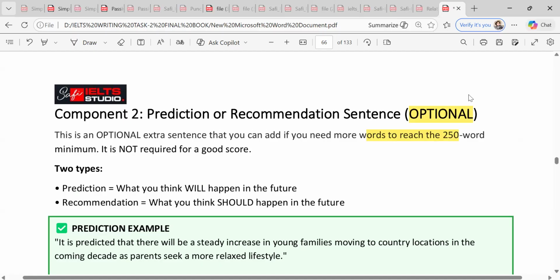So in that case, you can present either a prediction or a recommendation statement. But this is optional. If you believe that you have already completed your word limit, 250 or 260 or 270, then there is no need to write a prediction or recommendation. It is not required for a good score. But to complete your words, you can mention it at the end.